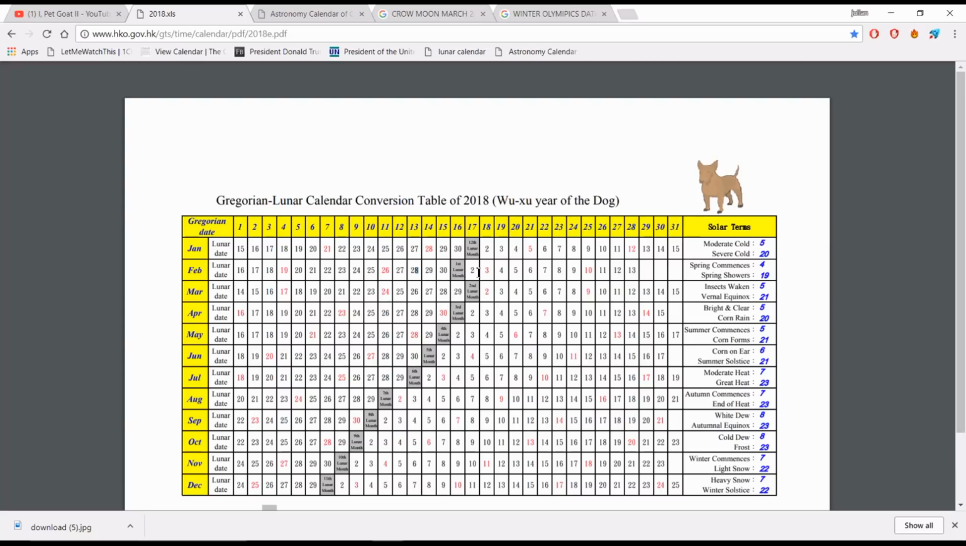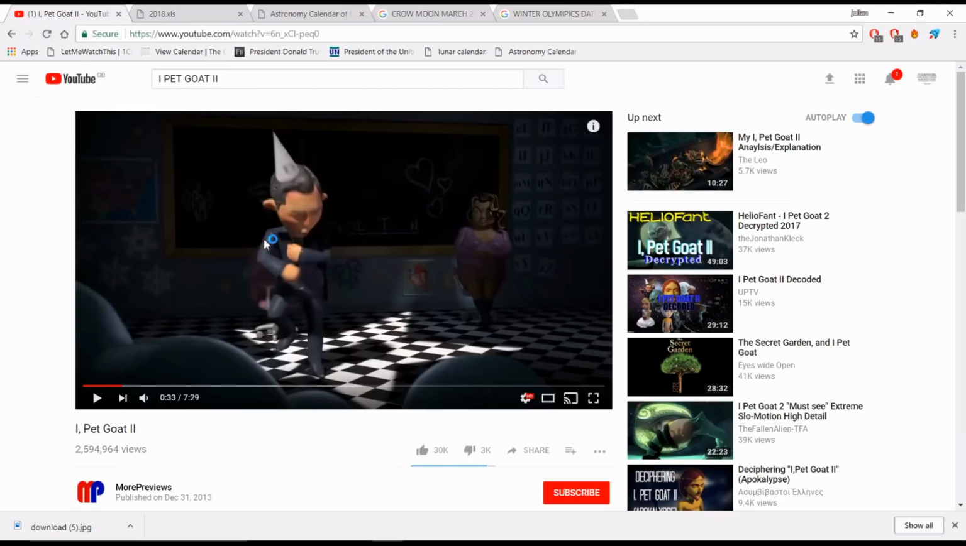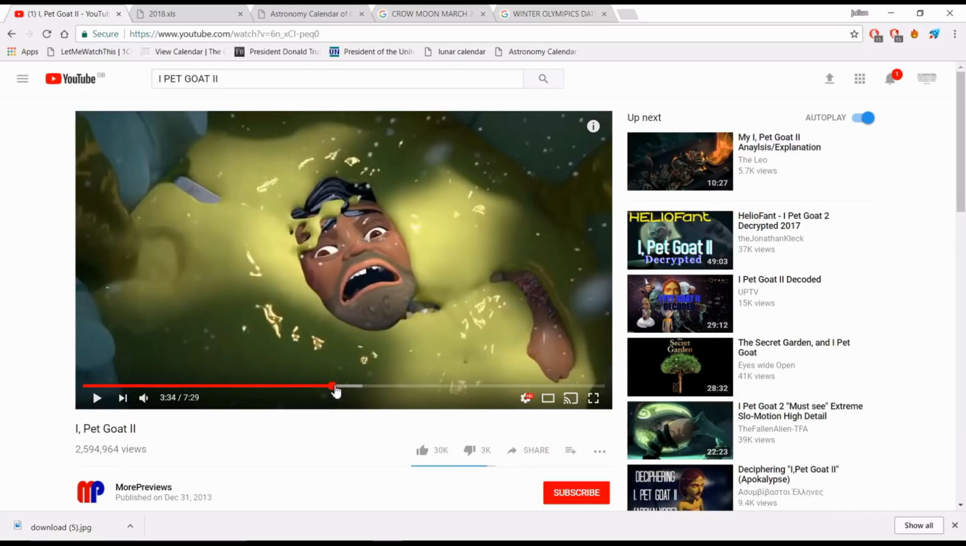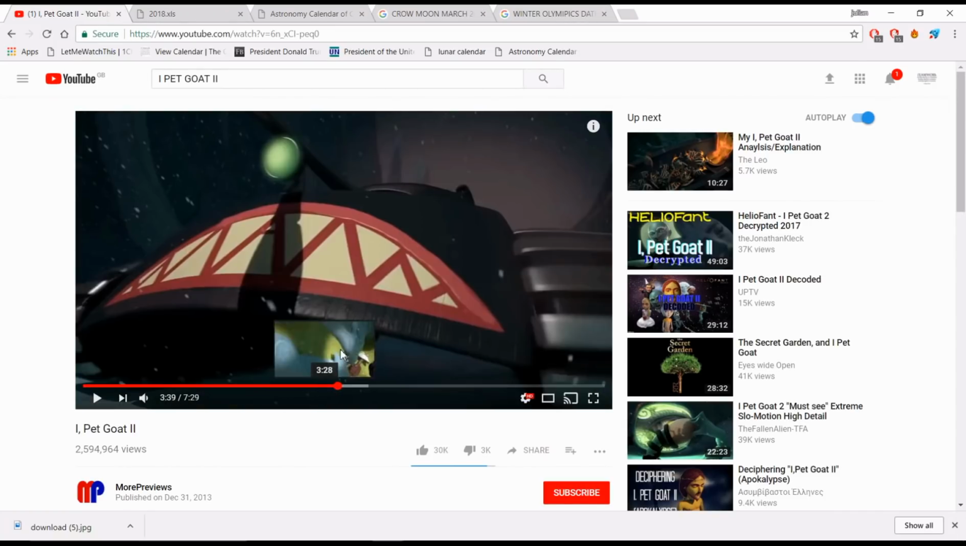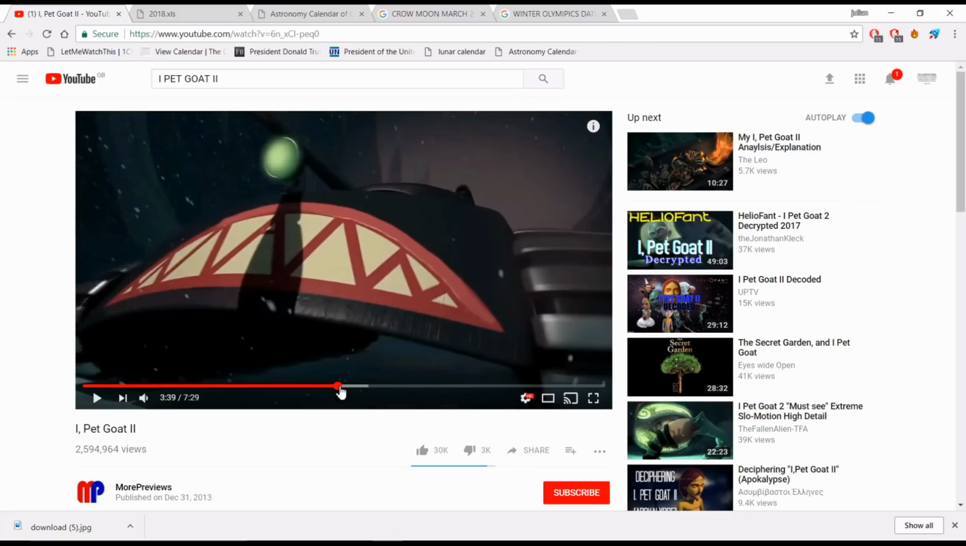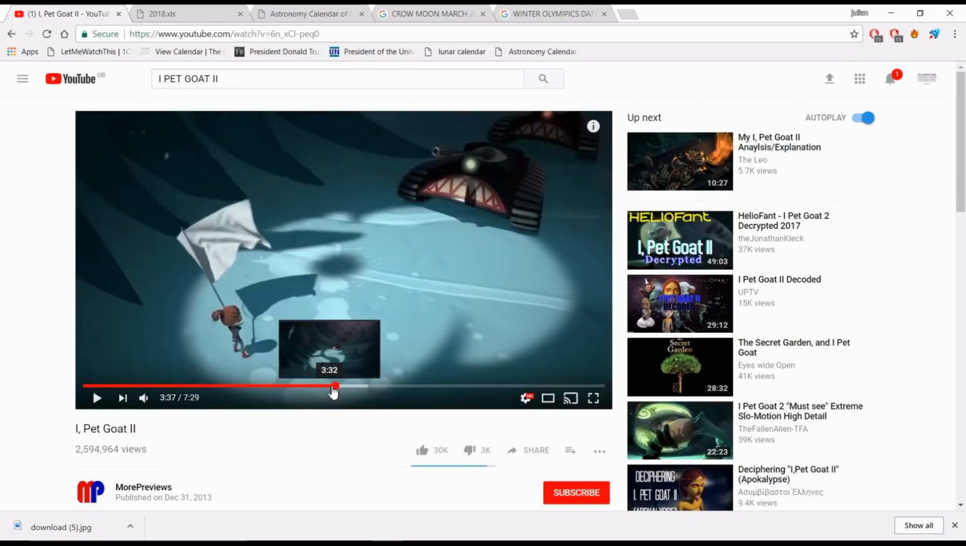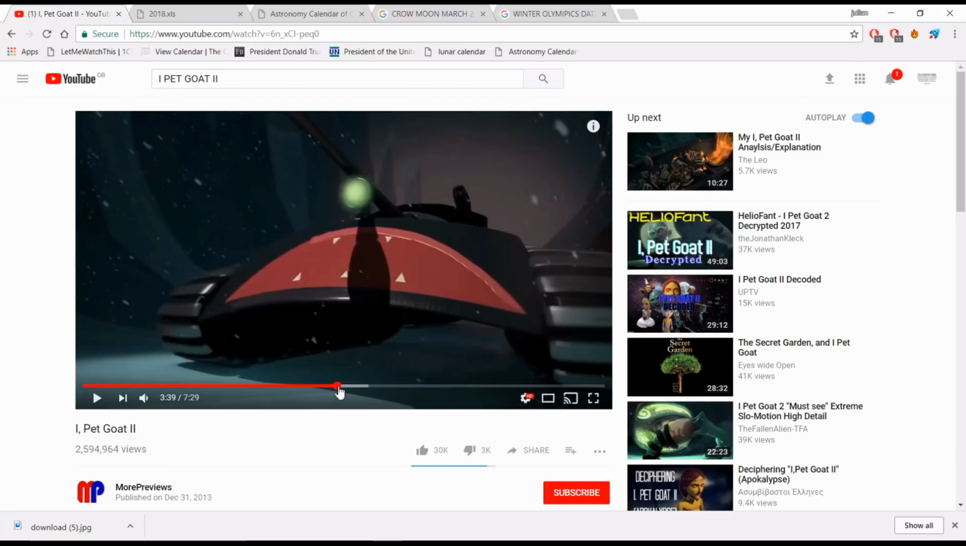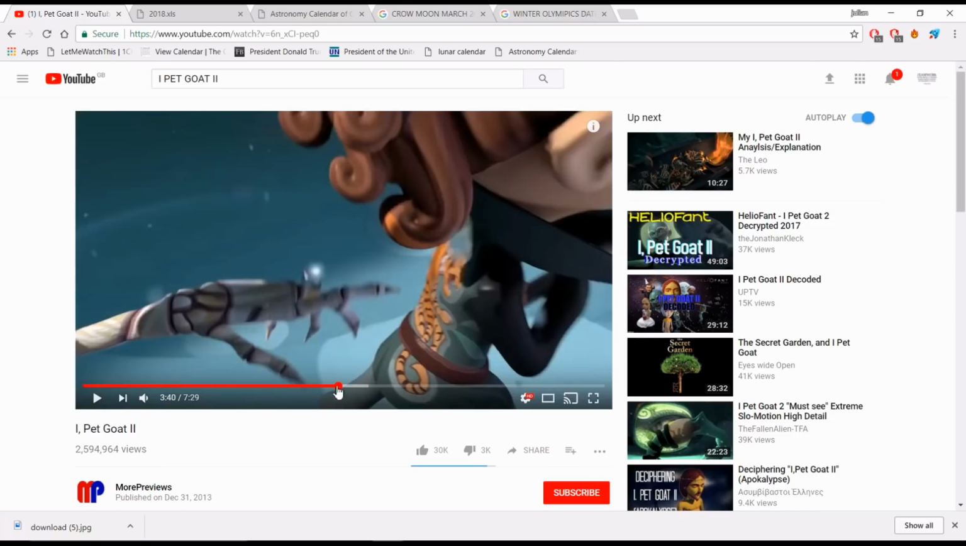which, if correct, in the iPet Goat video, we have the tanks, which appear to be of Chinese origin or North Korean origin, depending on how you see it, advancing, and that appears to be taking place at the same time as what appears to be some sort of celebration or New Year.